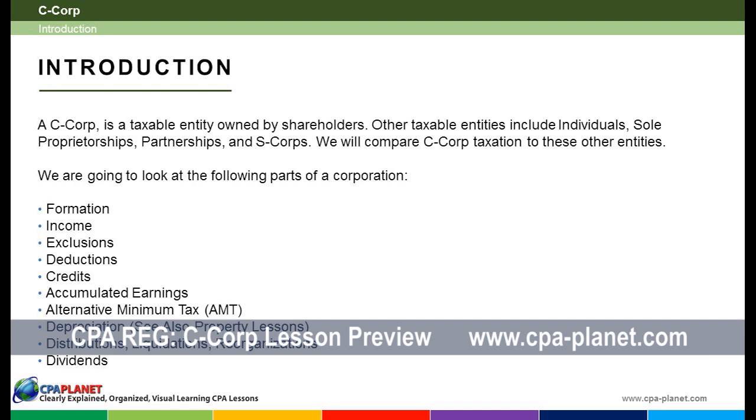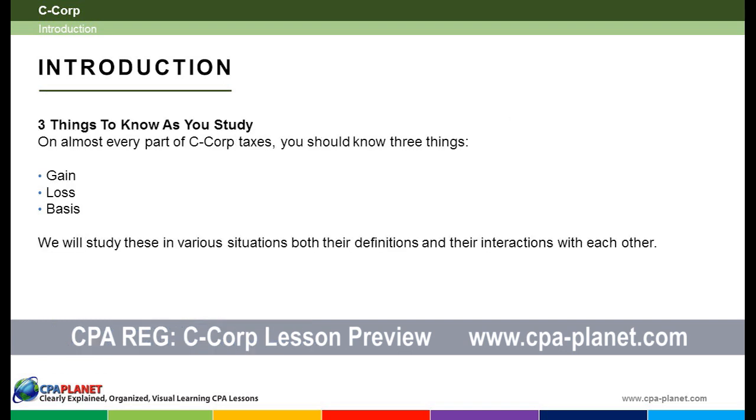As we said, we're going to look at the following parts of a C-corp: formation, income, exclusions, deductions, credits, accumulated earnings, alternative minimum tax, depreciation, distributions, liquidations, reorgs, and dividends. Very important: 3 things to know as you study almost every part of C-corp taxes. Whenever an event happens, you should know what's the gain, what's the loss, and what's the basis. We're going to study, as various events occur, what happens to gain, loss, and basis.